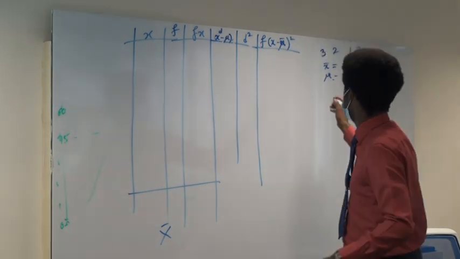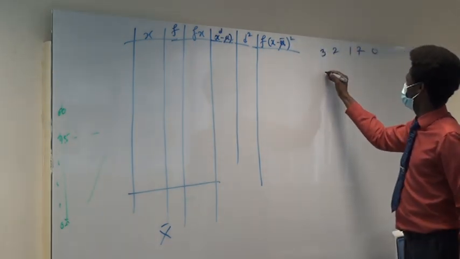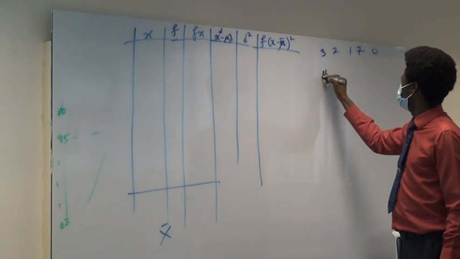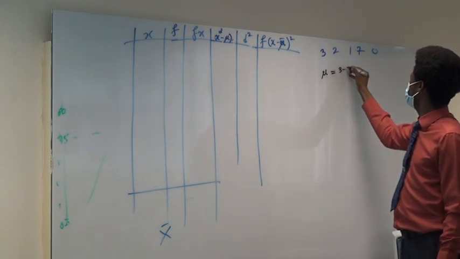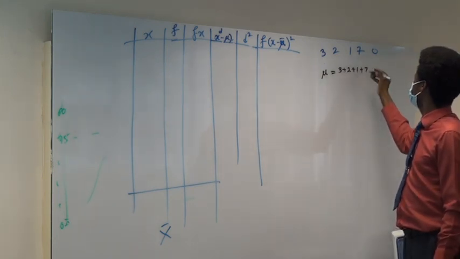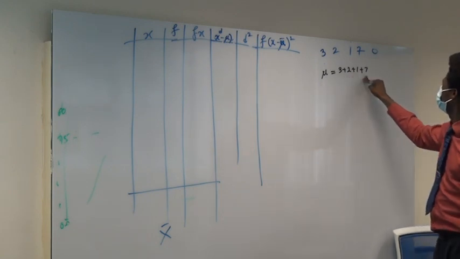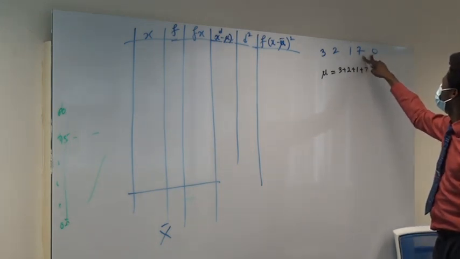Now, if you find the mean, look at this for example. My mean is 3 plus 2 plus 1 plus 7. This is what? 5, 12. How many? Are they 6?